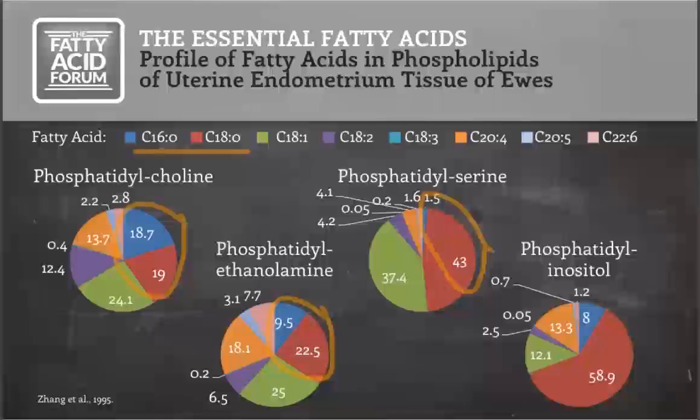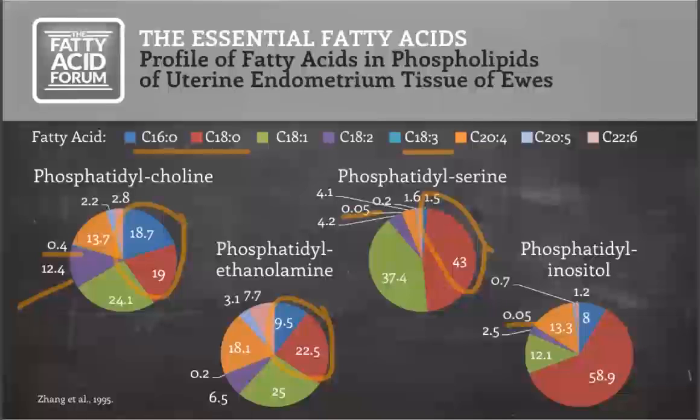Now, linoleic acid, C18:2, the purple slice, is as high as 12.4% in phosphatidylcholine and as low as 2.5% in phosphatidylinositol. Concentrations of linolenic acid, C18:3, which is the turquoise color, are much lower than linoleic acid. It is as high as 0.4% in phosphatidylcholine and as low as 0.05% in phosphatidylserine and inositol.